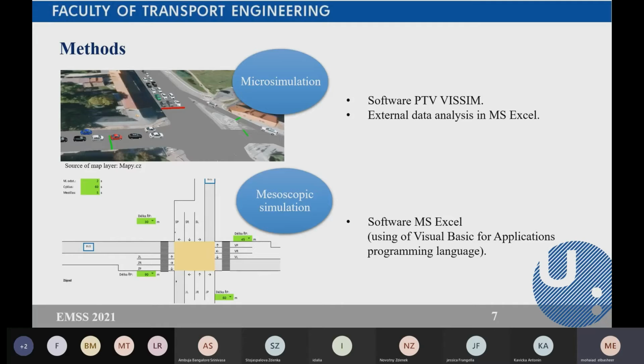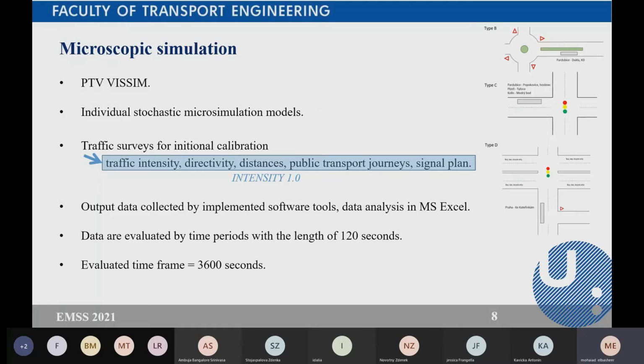With this all, we have come to the following topic, methods. We conducted a set of experiments to get as general results as possible, not just to model the state-of-art situation only. 2 methods of simulation were chosen. First approach works via microsimulation software PTV Vissim. Second one is based on Microsoft Excel mesoscopic model by using of VBA programming language. So about microsimulations.